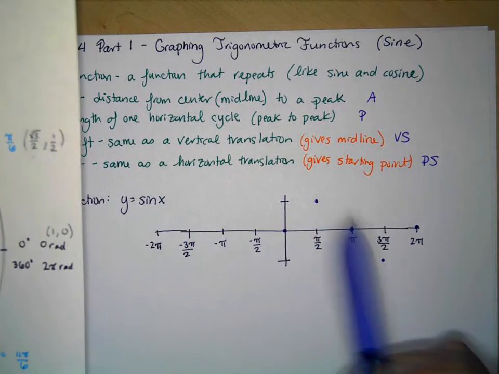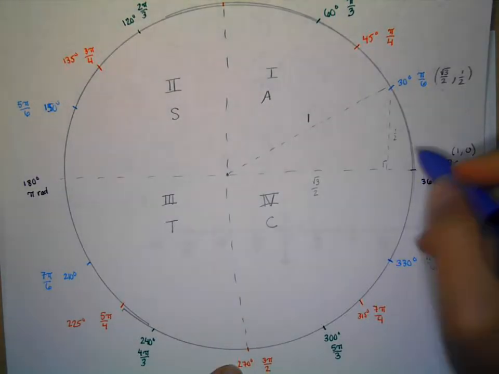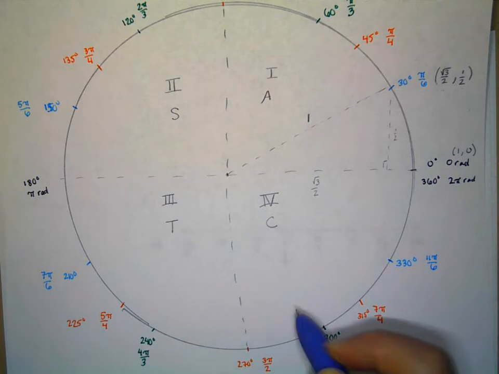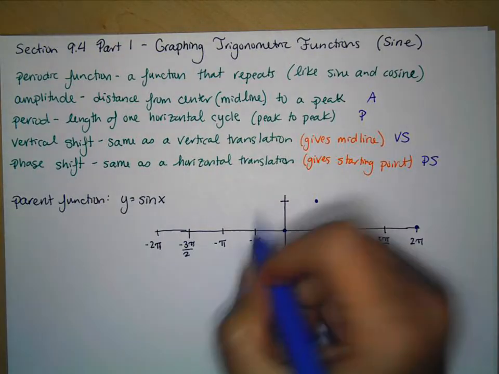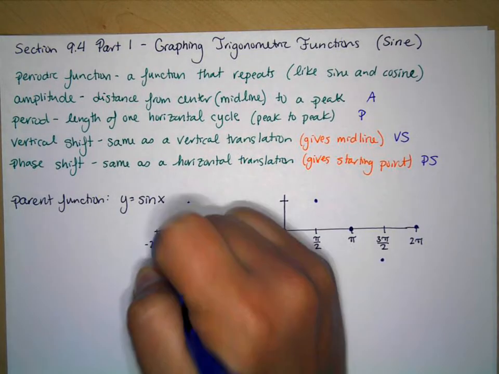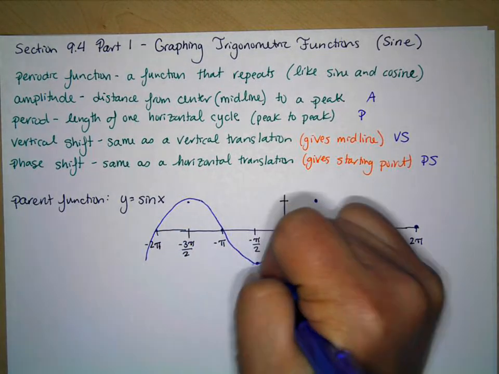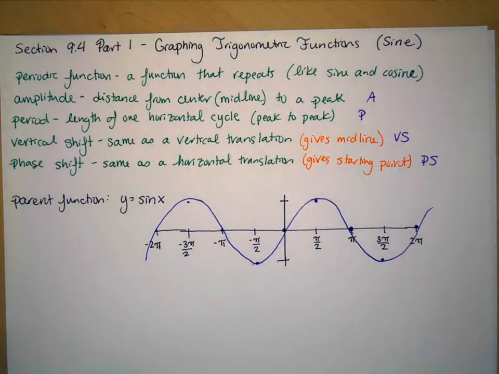Now also recall that we get our negative angles by going down from the x-axis. So if I go this way, negative pi over 2 is the same as 3 pi over 2. Those are coterminal angles. And at negative pi over 2, my y-coordinate would be -1. And you might be seeing a pattern here that we can use to continue our graph. All right, so there's the graph of our parent function, y equals sine of x.